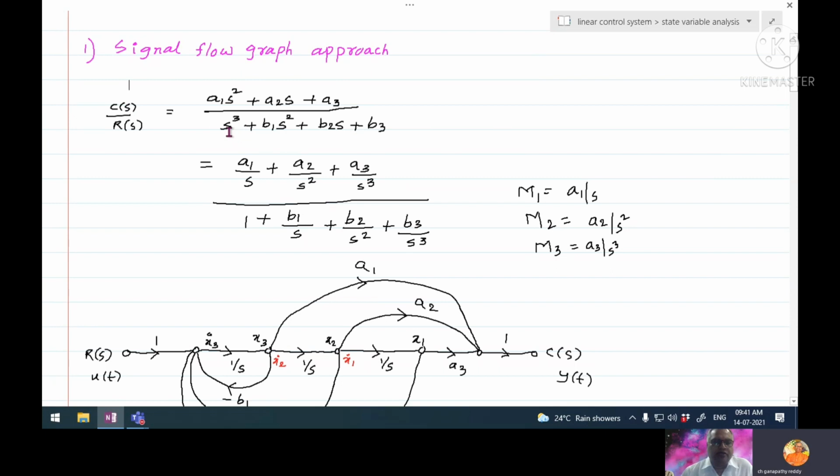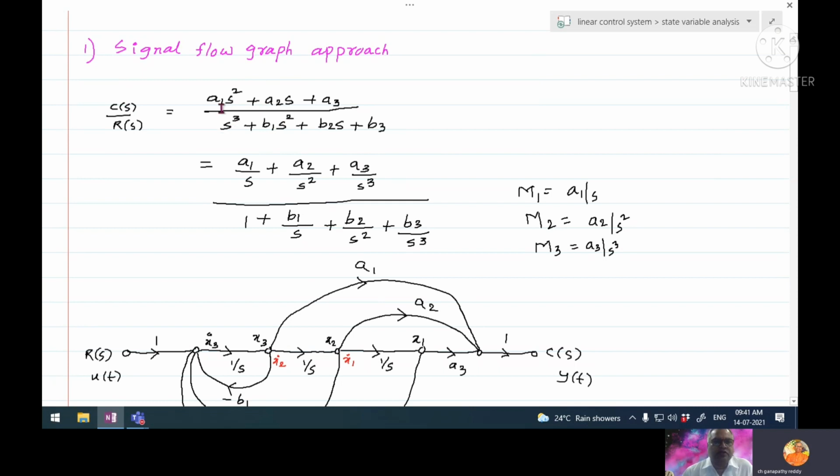For example, if the denominator is given as 2s power 3, here 1 is not there. So divide the denominator polynomial by that 2, then you will get 1. Remaining whatever coefficients are there, they are called b1, b2, b3. So any given form, arrange in this form. That is the first step.